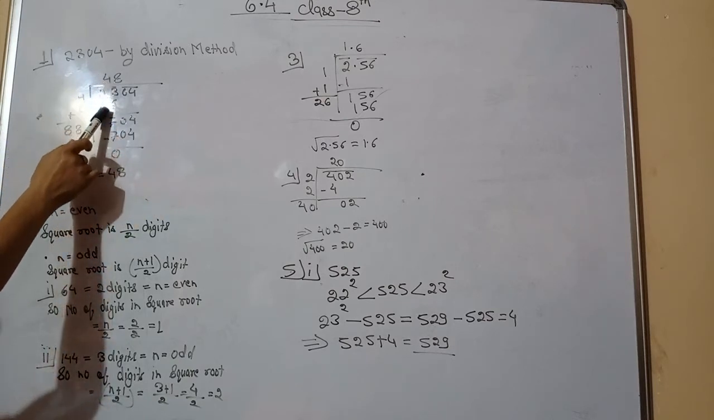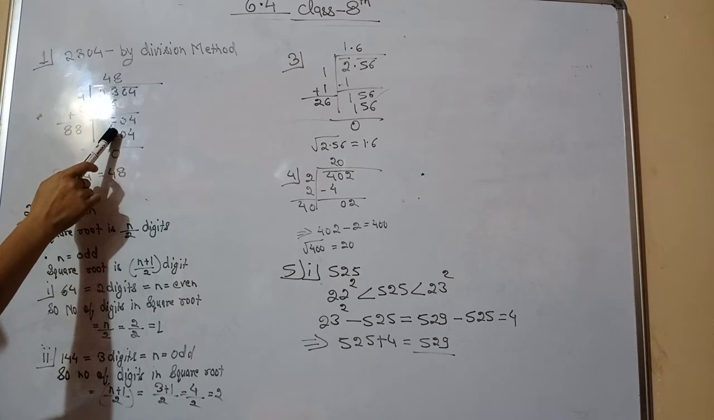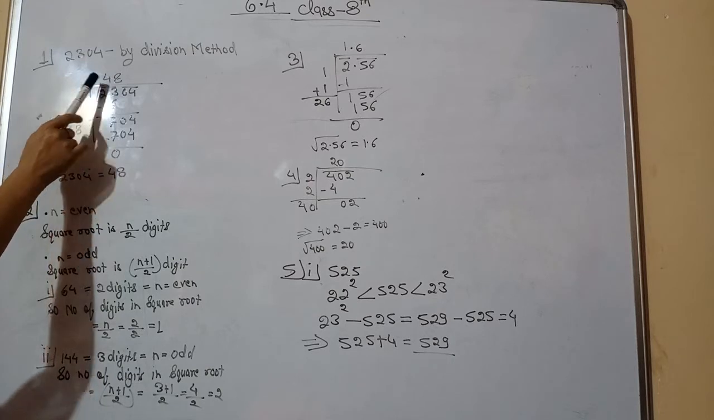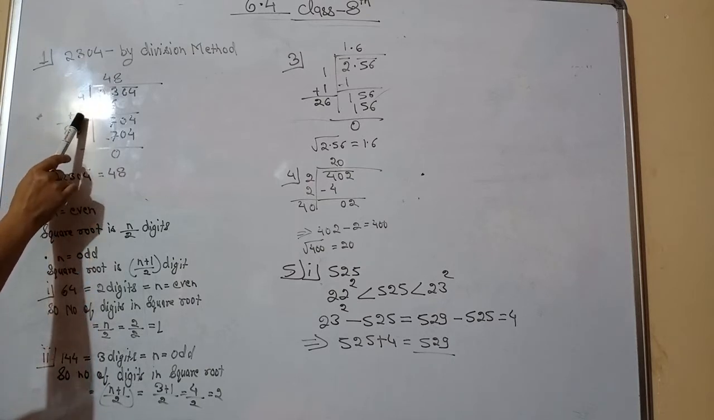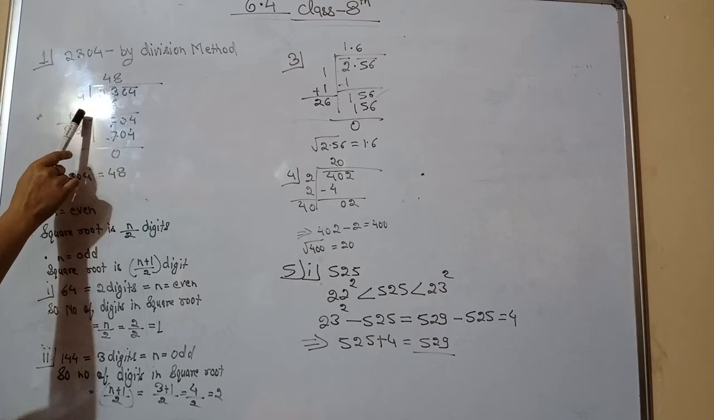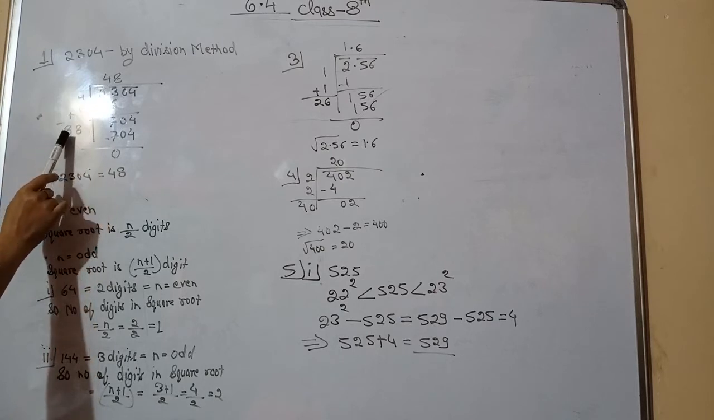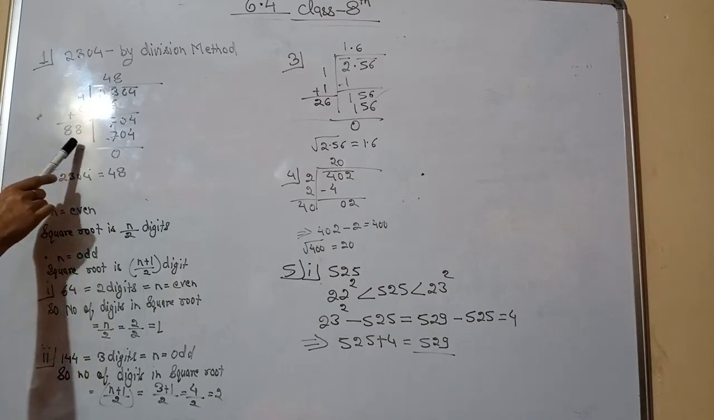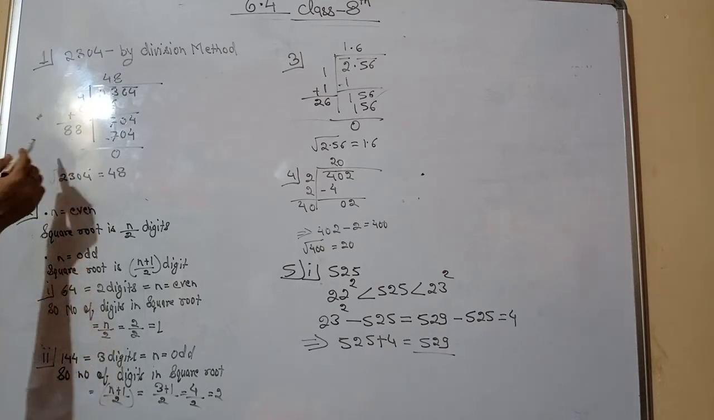So 4 fours are 16. Now 23 minus 16 gives us 7. And here is 04, so we will write 04 as it is. Now the number which you have written here and here, the same number you have to write down here. So 4 and 4 you have written, so you will write 4 here. 4 plus 4 gives us 8.